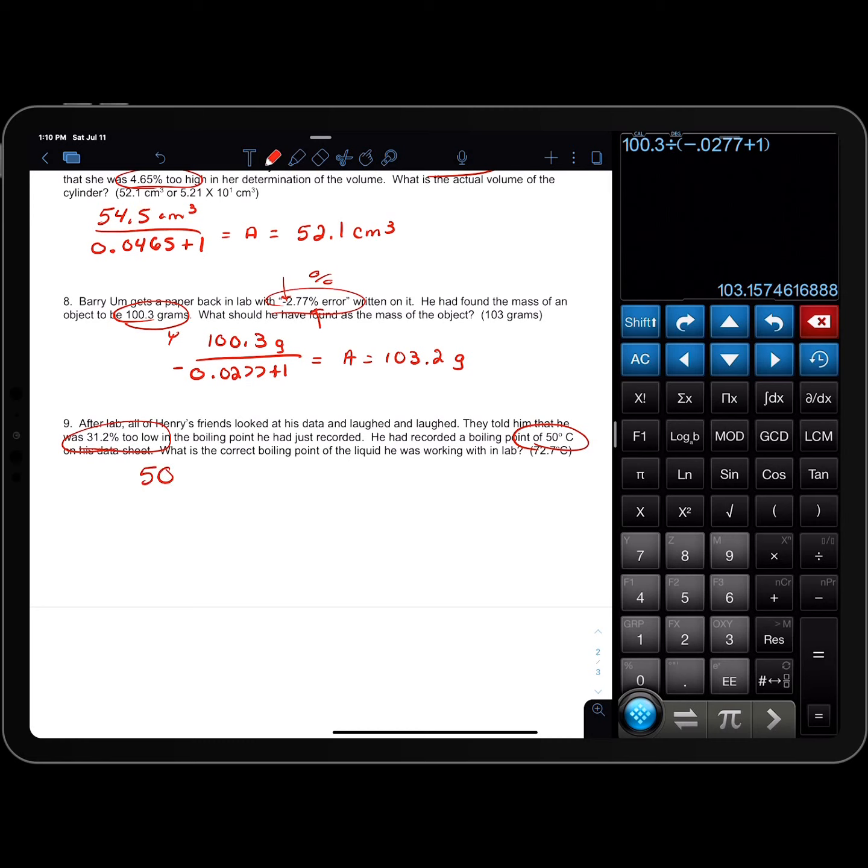So we'll have your value. That's the 50 degrees that Henry had figured out. We take his percent, move the decimal to the left 2 places. All right, but since he was too low, we've got to put the negative on there. Plus 1 equals your actual. So let's see if we come up with the right thing. We have 50 divided by parentheses negative 0.312 plus 1, and you come up with a value of 72.67, or we'll just say 73. And what were we looking for? Oh, degrees Celsius. And there we go.